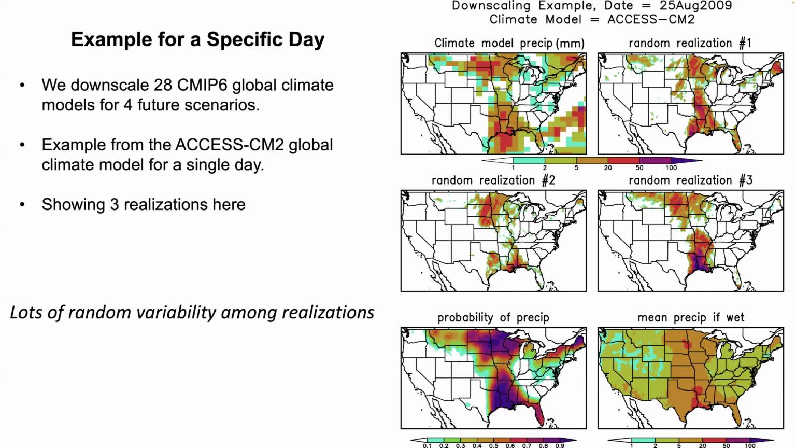And for reference, this is the probability of precipitation according to the downscaled approach. So you see the 2 bullseyes. And then if it's a wet day, this is the mean precipitation from the downscaling.